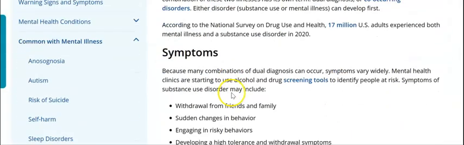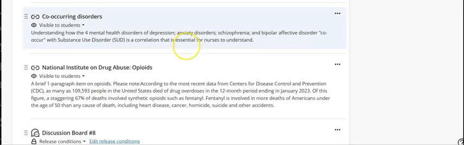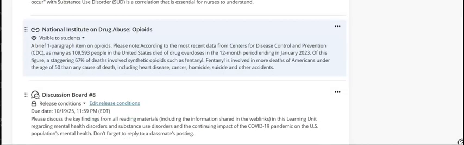And then read through, again, this really excellent information from NAMI. This is one of the best sources that you will find. So I encourage you to really read through this information. And then this is just a one paragraph item on opioids, and it has some data from the CDC. So it's very short, so just want to look at that.